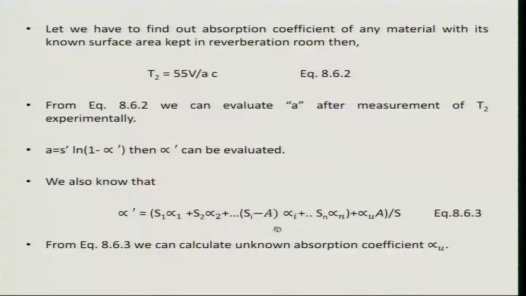So, alpha prime can be recalculated, and in this equation I know the left side, I know all the terms on the right side except alpha u. So, I can go back and measure the absorption coefficient of the unknown material, and this absorption coefficient will be for a particular frequency. So, I have to do this experiment for several frequencies and then I can characterize the material. So, with this we can use a reverberation room to characterize materials with unknown absorption coefficients.